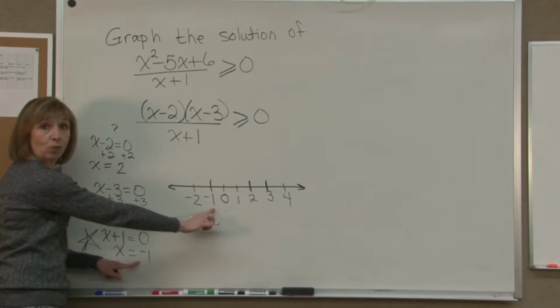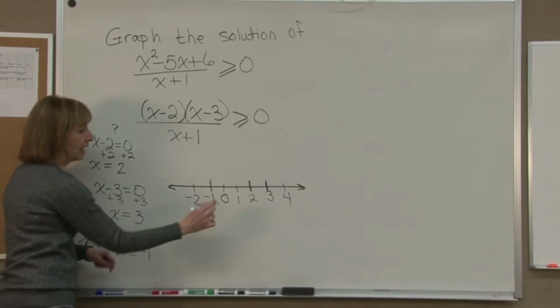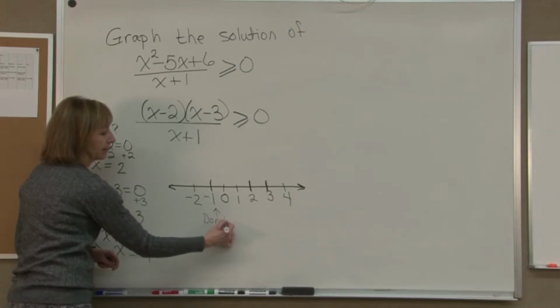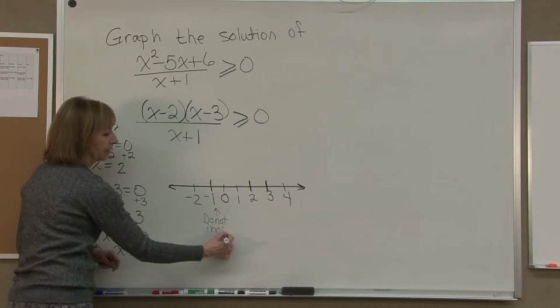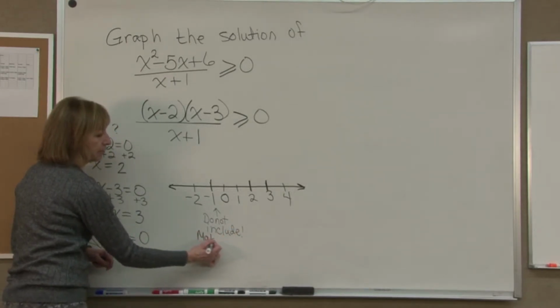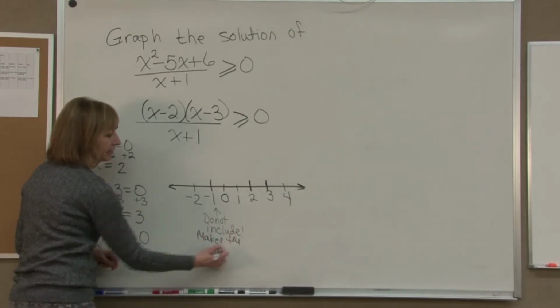Now because negative 1 makes the denominator 0, I want to make sure that I do not include that cutoff. Remember, it's because it makes the denominator 0.